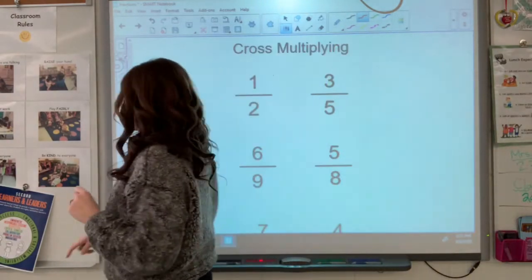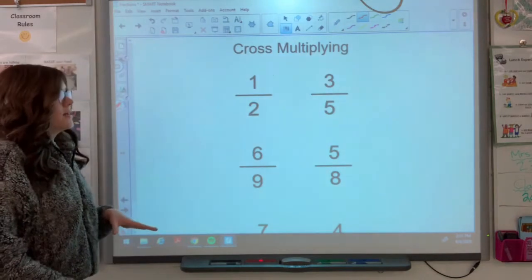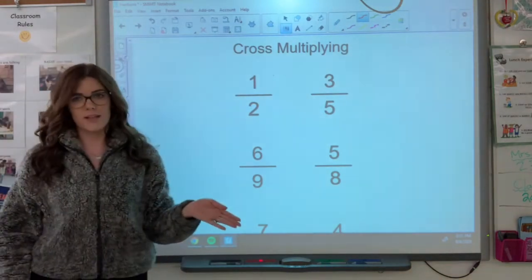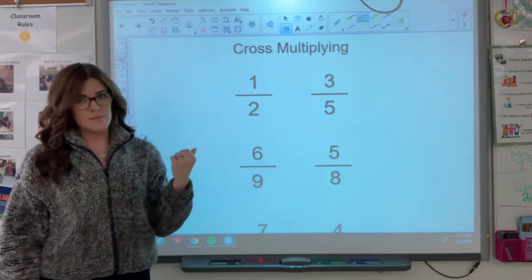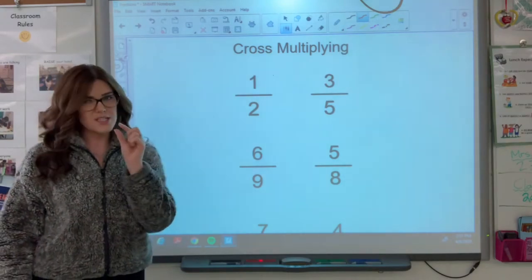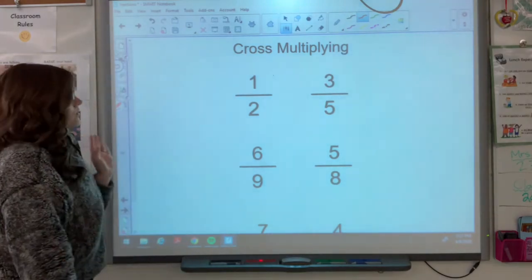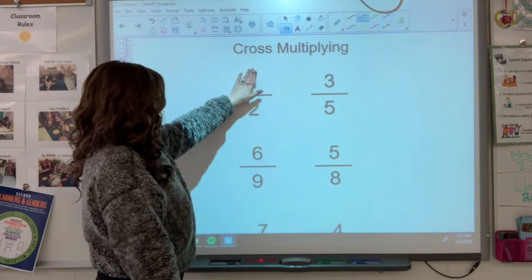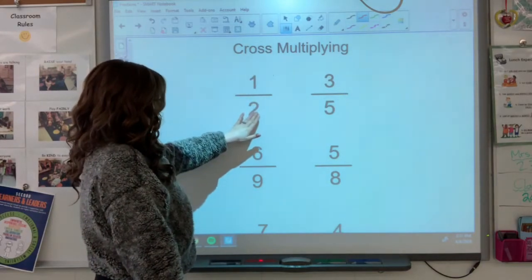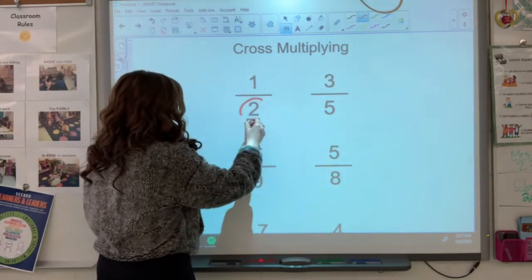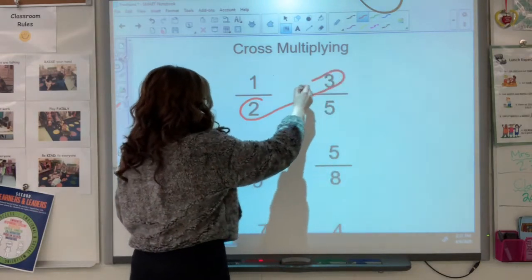Now, there is an easier and faster way of doing this, and it's called cross multiplying. It's essentially the exact same thing as making equivalent fractions, just a little bit faster. So with cross multiplying, you're going to take the denominator of your first fraction and you're going to multiply it by the numerator of your second fraction.